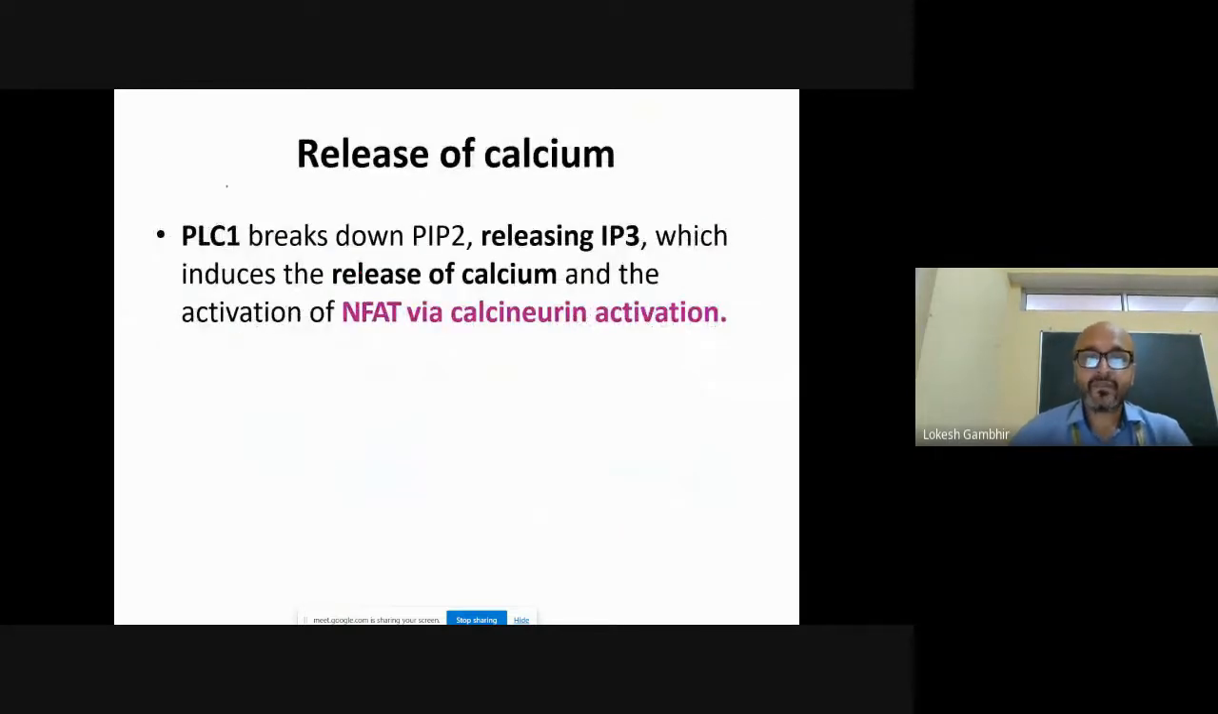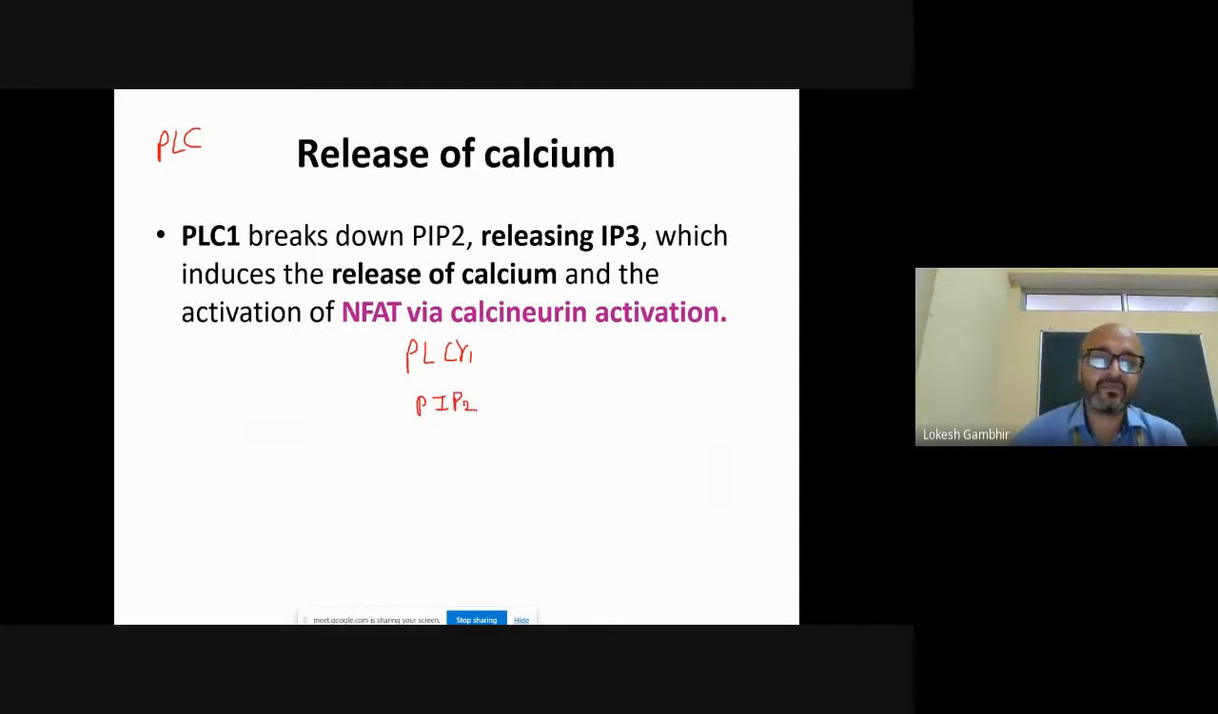Now, when I'm talking about phospholipase C gamma 1, let us see how it is mediating the function. It's easier said than done. So we have phospholipase C gamma 1. It's an enzyme, a lipase. It will have its substrate, and the substrate is PIP2.